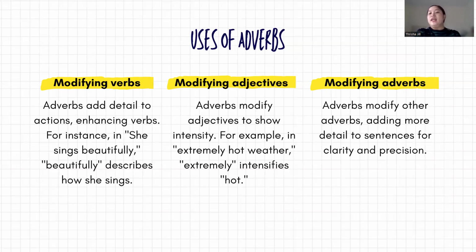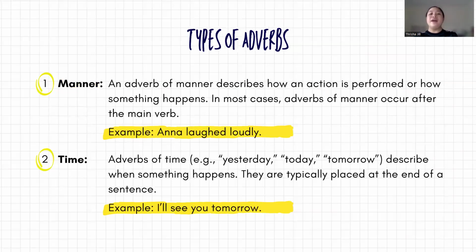Next one, adverbs modifying other adverbs. We can add more detail to sentences for clarity and precision. So we have here the different types of adverbs. The first type of adverb is adverb of manner. An adverb of manner describes how an action is performed or how something happens. In most cases, adverbs of manner occur after the main verb. So when we see an adverb that is after the verb, it is usually an adverb of manner.